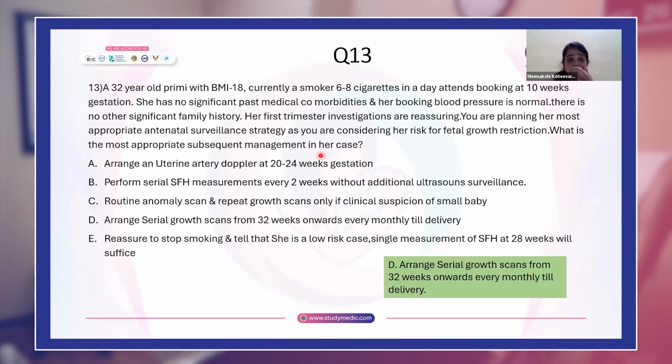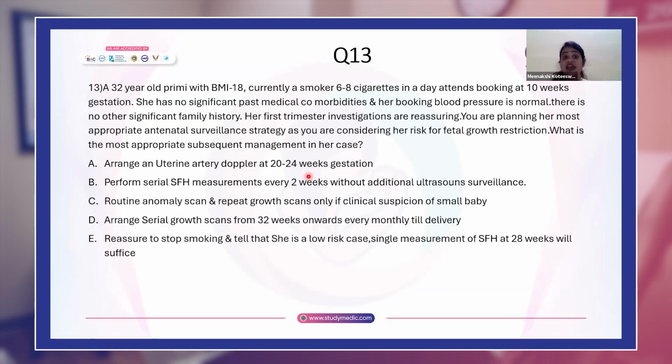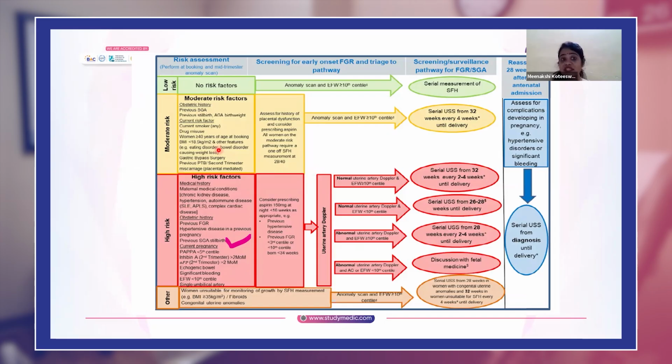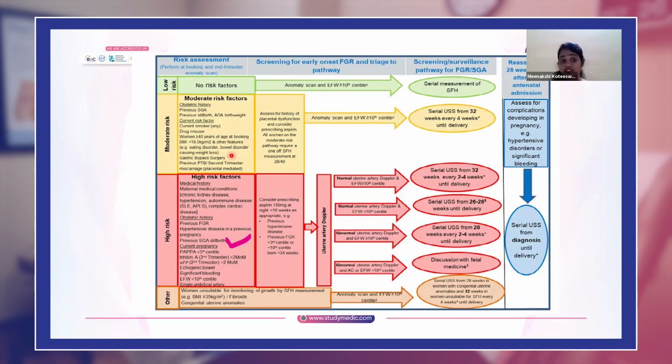Whether you would be doing a uterine artery Doppler at 20 to 24 weeks. As you can see in this chart, whenever her BMI is low, it comes under a moderate risk factor, when it is less than 18.5, and if she has any other eating disorders, etc. Right?